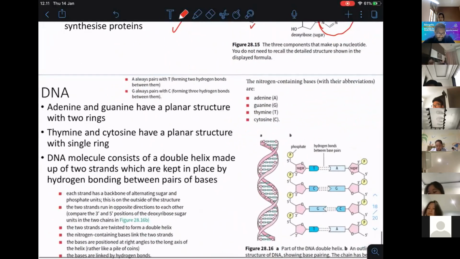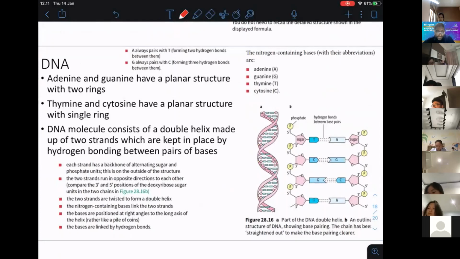Here, I think it's more towards bio. So you see, A always pairs with T, G always pairs with C. All these are bases when it comes to DNA. Adenine and guanine have planar structures with 2 rings. Thymine and cytosine have planar structures with a single ring.